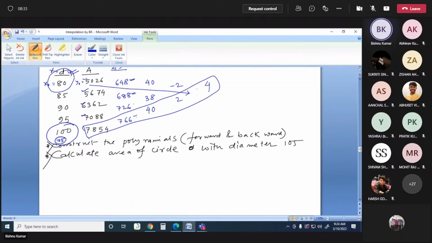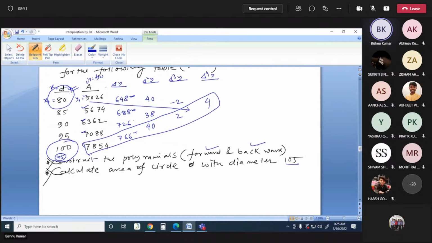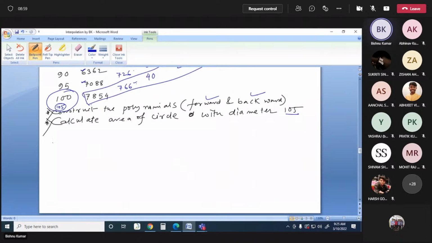Is it clear? So to calculate that, suppose I am going to calculate this one. Obviously you may be able to construct forward and backward interpolation. After getting the backward interpolation polynomial, put in 105, and you will get the corresponding A or y value. So our formula for backward interpolation, tell me what it was.